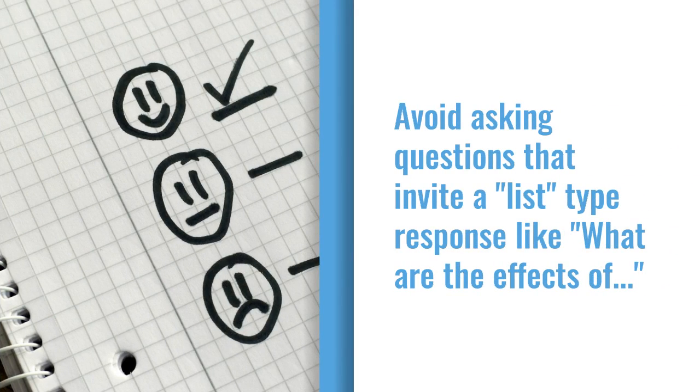Avoid asking questions that invite a list-type response, like, what are the effects of? Instead, assume that there are effects. Does your research question invite a list-type response? Do you feel like you're just reporting information? Then ask a question about the nature of those effects or how those effects have an impact on something else that you see as related. That's a lot more interesting and productive than just listing effects.